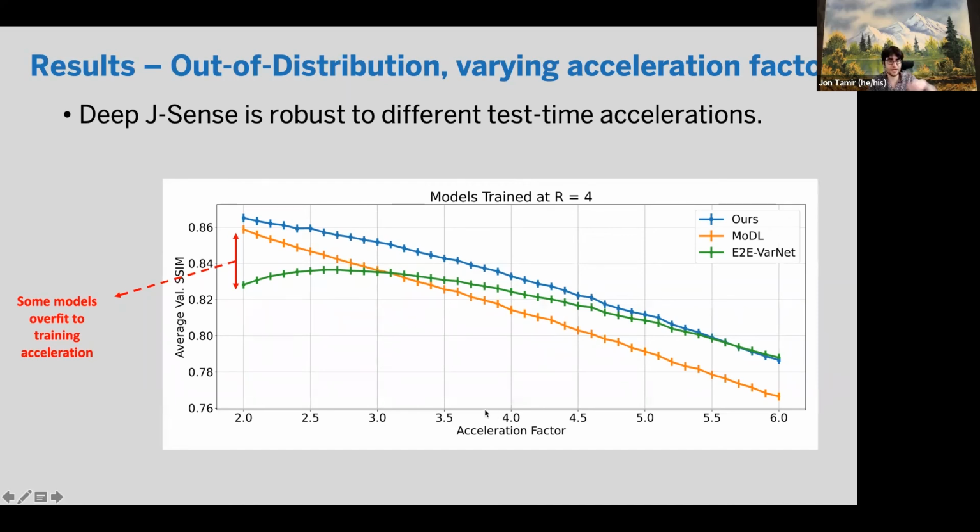And as we increase the amount of data we have, so as we go to lower accelerations, we see that we maintain this nice, almost linear performance, whereas end-to-end VARNet starts to decrease, which is consistent with the results of the robustness. And so some of these models are overfitting to the acceleration of the training. And what does that mean? It means that the particular acceleration factor is going to induce a certain type of artifact of undersampling, and it's overfitting to removing those kinds of artifacts.